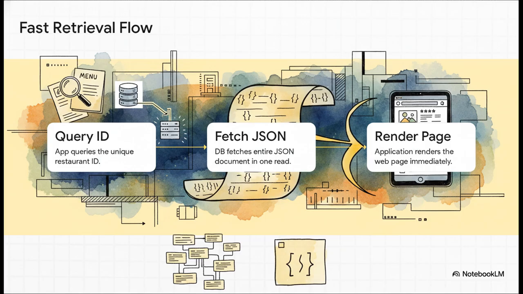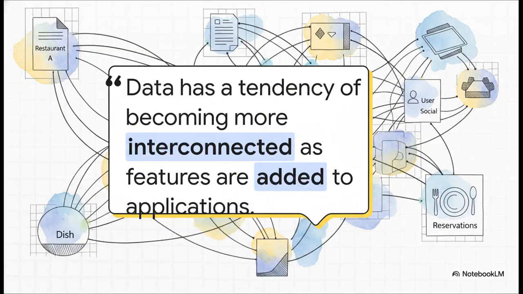By completely bypassing the need to join multiple tables together, read operations for these self-contained documents become incredibly fast and efficient. It's a real game changer for read-heavy apps. But of course, there's no such thing as a perfect architecture, right? As our platform grows, we inevitably hit new roadblocks.